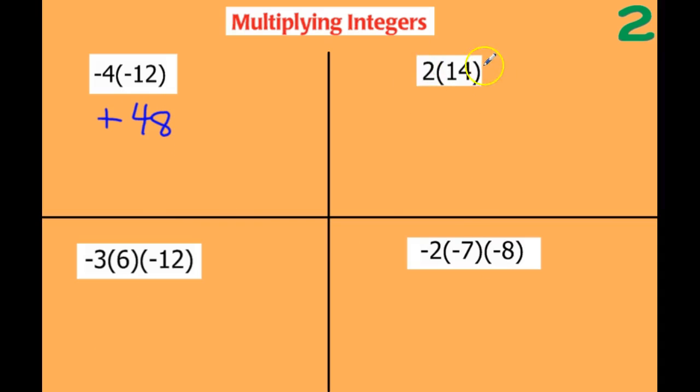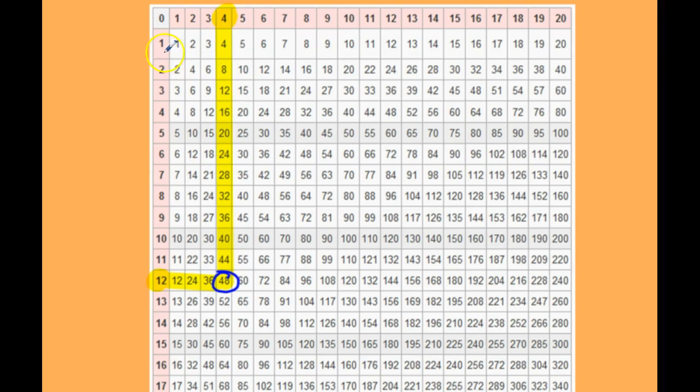Next, we have two positive numbers. A positive times a positive is still a positive. 2 times 14. Again, if you want to look at your multiplication table, find 2, find 14, and follow them until they meet. They meet right here at 28.